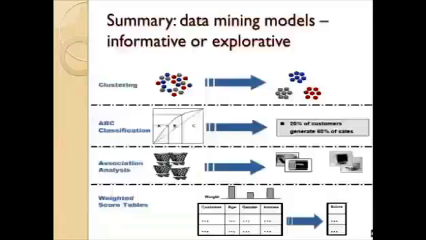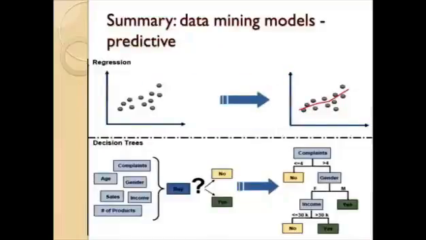To summarize, we have all kinds of data mining methods, and we can group them into two major groups. The first is informative, explorative, or unsupervised learning, and it includes clustering, ABC classification, association analysis, and weighted score tables. The second group is predictive or supervised learning, and it includes regression, both linear and nonlinear, and also the decision tree.